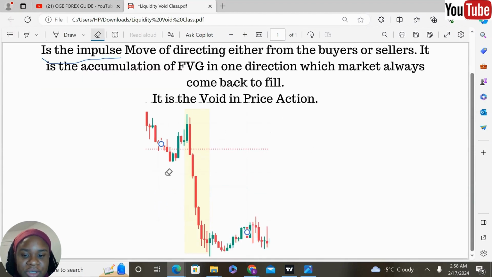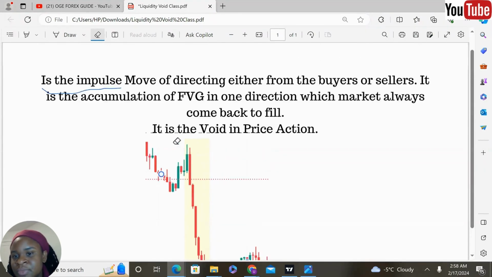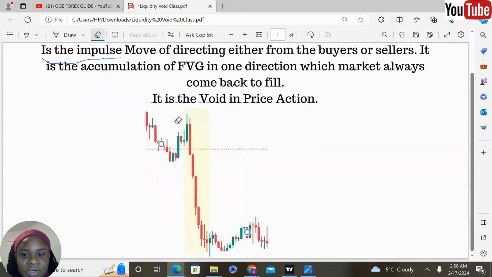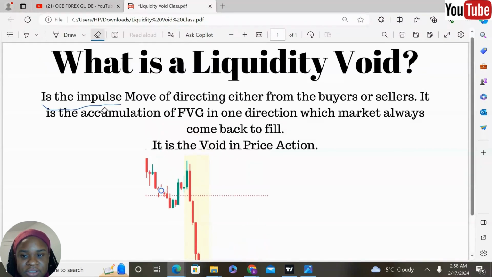I gave a picture here of an example where there was a change of character. You can see the liquidity void in this direction. The market always comes back to fill the liquidity void. It's a must for the market to come back and fill the liquidity void. Don't forget again, it is the impulse move of direction, either from the buyers or the sellers. It's a very straightforward topic.